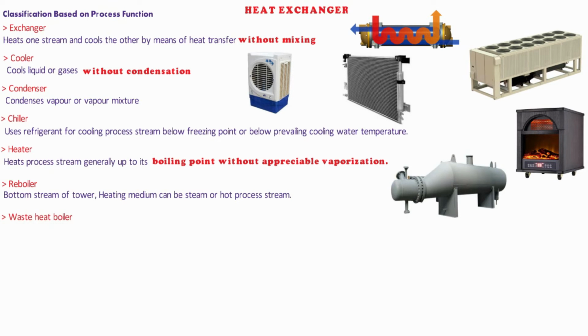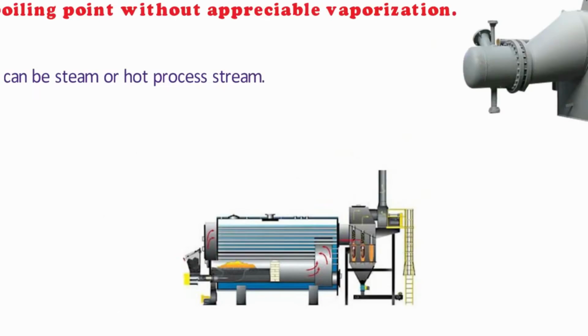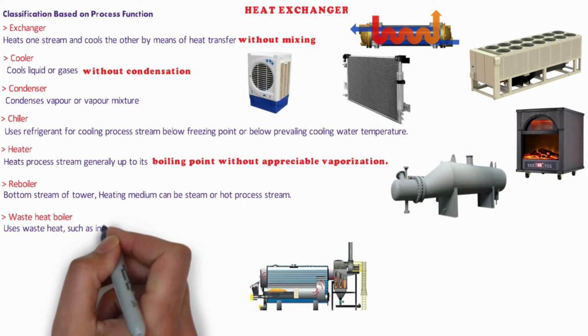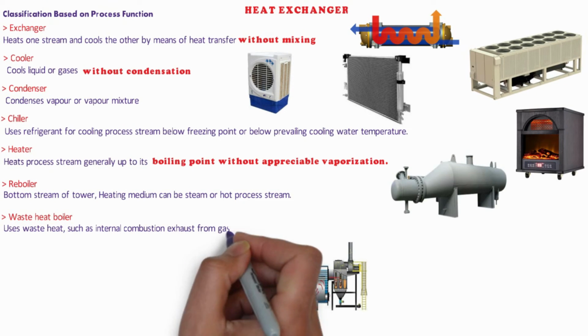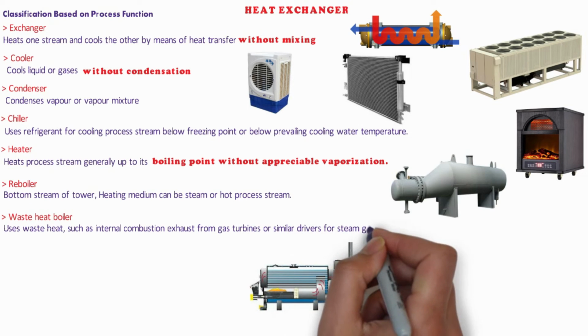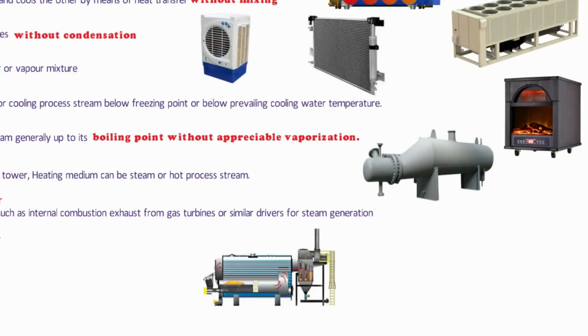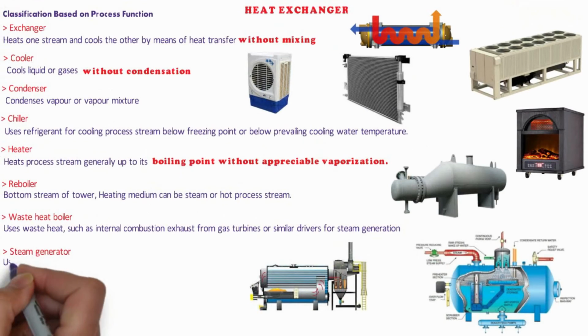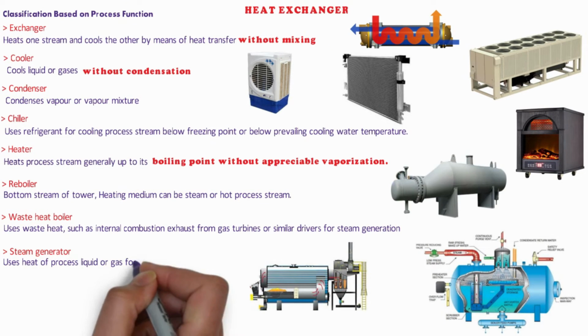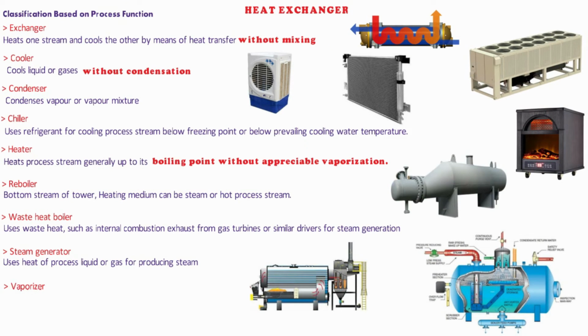Waste heat boiler. It uses waste heat such as internal combustion exhaust from gas turbines and similar drivers for steam generation. Steam generator. It uses heat of processed liquid or gas for producing steam. Vaporizer. It vaporizes part of a process liquid stream, as does an evaporator. It works on the same principle as a condenser but in a reverse direction.